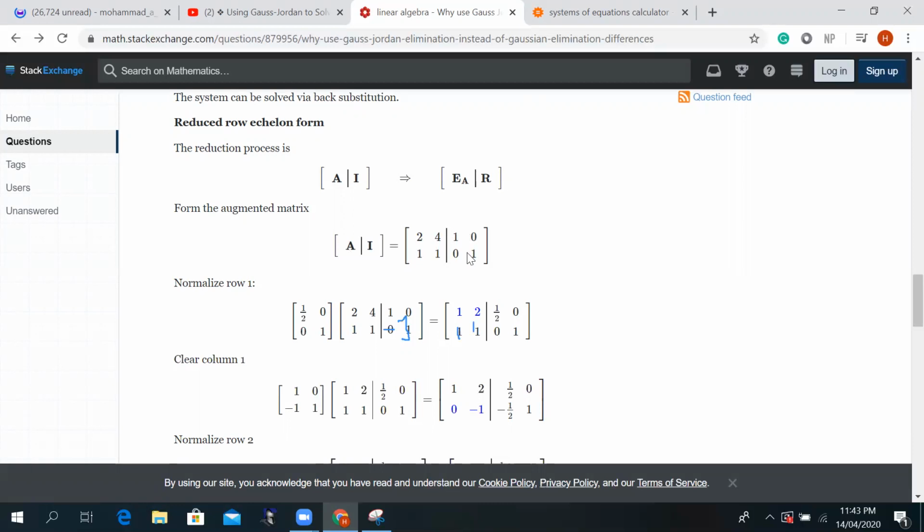You see, the trick is, you start with A with I. Now you do the operation until this A becomes I. The moment this A becomes I, this I will be transformed into A inverse. Okay, so that's the whole idea. So we are going to do this, okay?